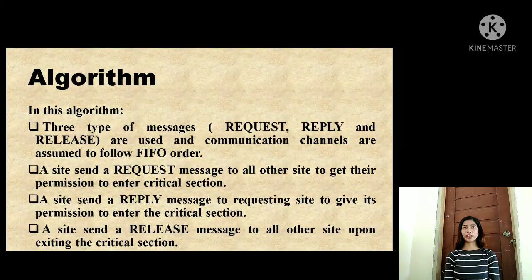Algorithm. In this algorithm, three types of messages, request, reply, and release, are used and communication channels are assumed to follow FIFO order. A site sends a request message to all other sites to get their permission to enter the critical section. A site sends a reply message to the requesting site to give its permission to enter the critical section. A site sends a release message to all other sites upon exiting the critical section.